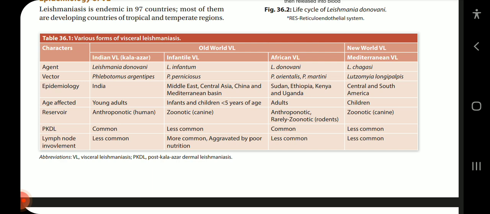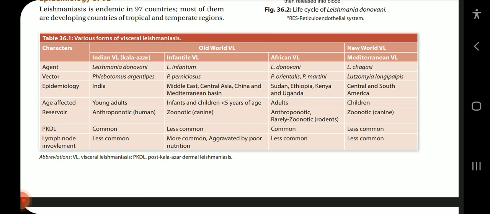Okay, now the various forms of visceral leishmaniasis. The agent of Indian visceral leishmaniasis is Leishmania donovani. Of infantile is Leishmania infantum. Of African is Leishmania donovani. And for the New World Mediterranean is Leishmania chagasi. Vector for Indian is Phlebotomus argentipes. For infantile is Phlebotomus perniciosus. For African is Phlebotomus orientalis and Phlebotomus martini, and for Mediterranean is Lutzomyia longipalpis.